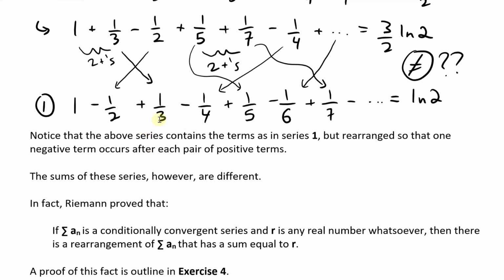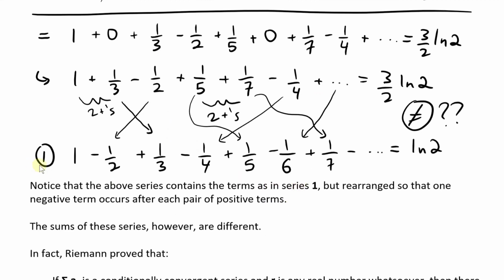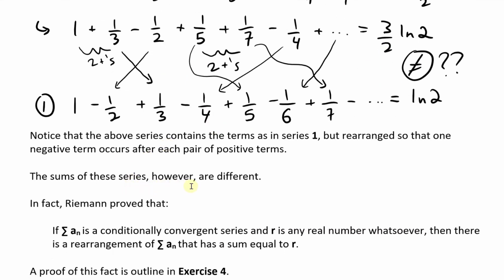So notice that the above series right here contains the terms as in series 1, but rearranged so that one negative term occurs after each pair of positive terms. So we got 2 positives, 1 negative, 2 positives, 1 negative, as opposed to this one, which is alternating positive, negative, positive, negative. So all we're doing is just rearranging it that way, and we get a different sum. So the sums of these series, however, are different.